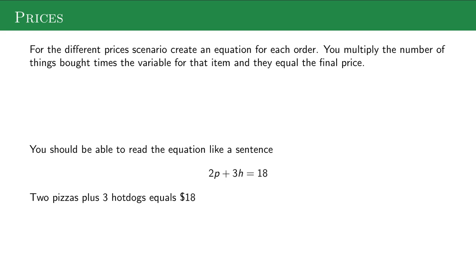And the last one is the price scenario. Basically, when you're buying something, you multiply the price by the number of things you're buying. You basically read it like a sentence. So if you're buying two pizzas, 3 hot dogs, and that's $18. So you put the amount of things you're buying plus the amount of the other things you're buying and equals the total price. You just do that for both of these situations they give you, and you have your system.